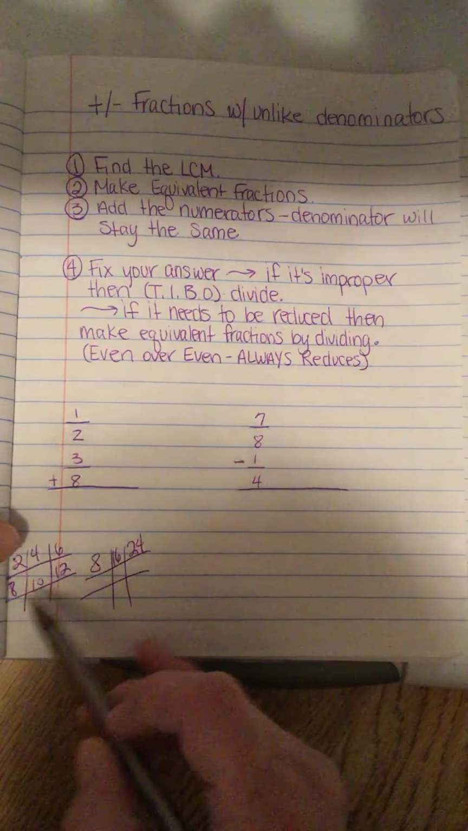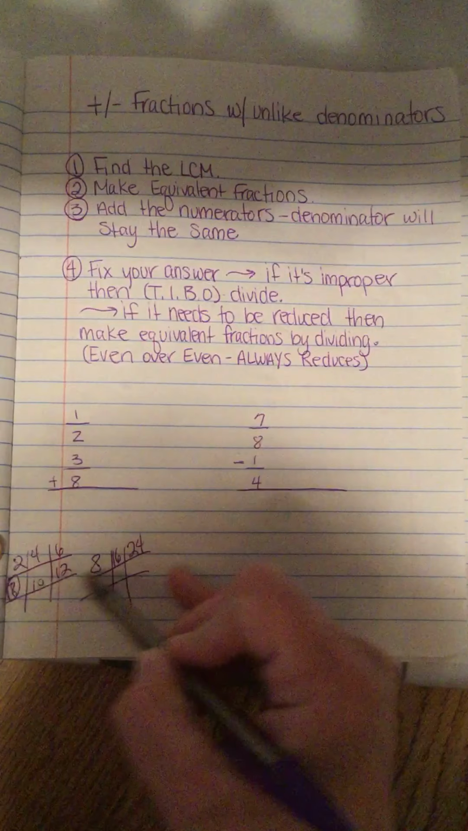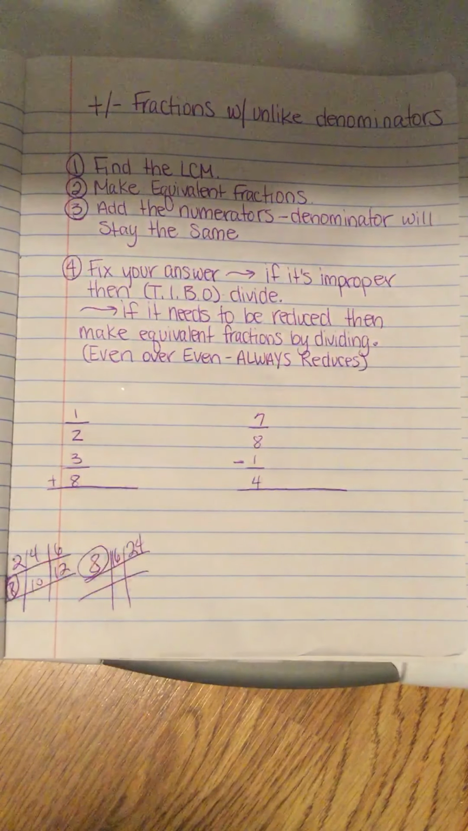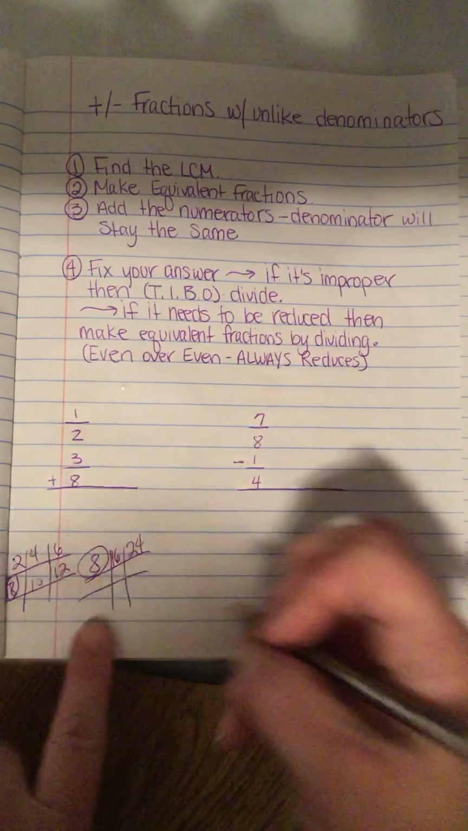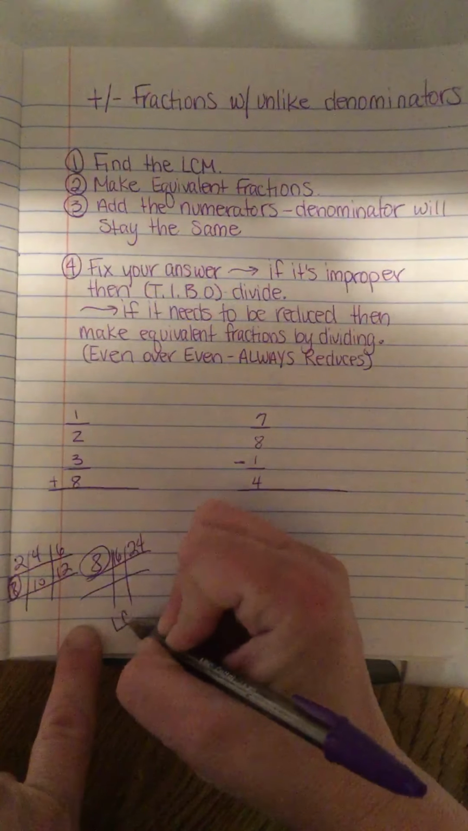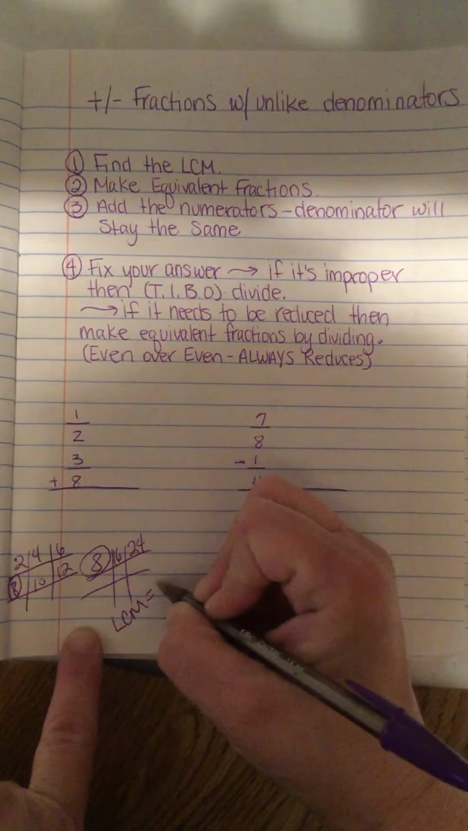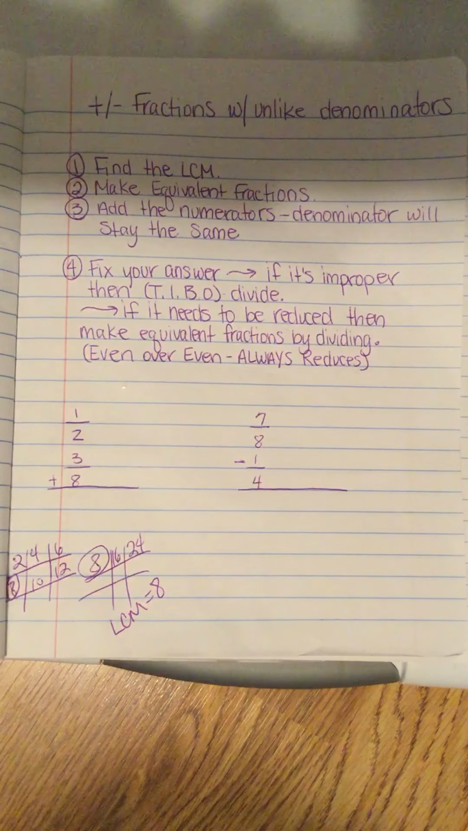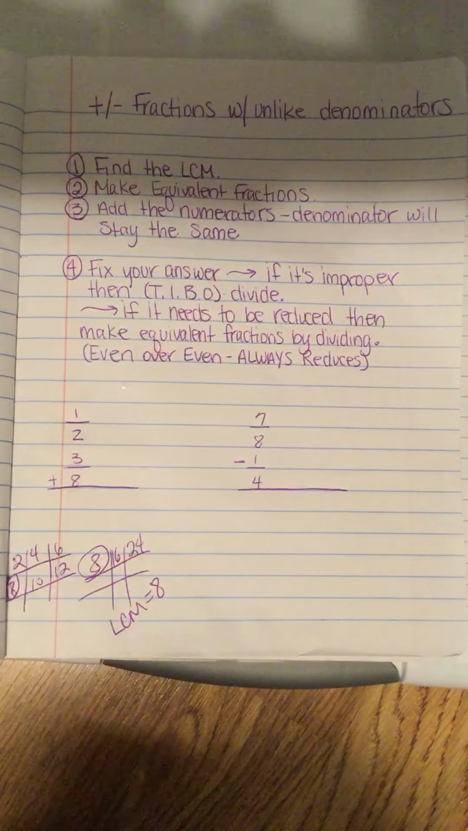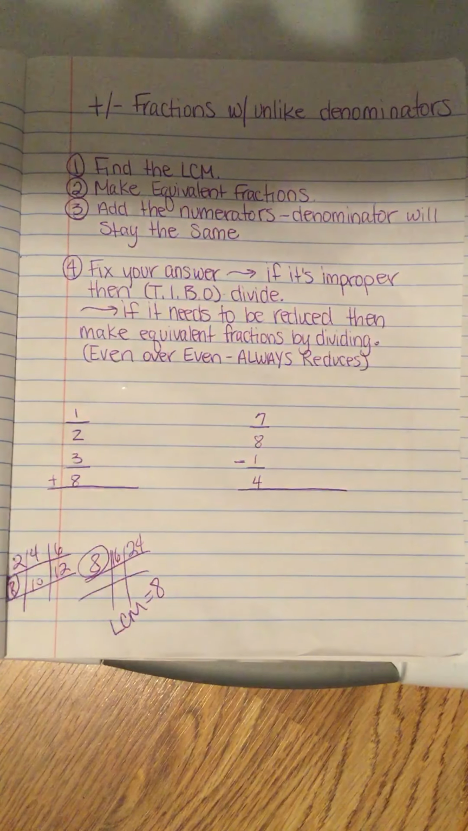Well, as I'm looking, they both have an 8 in common. So the smallest number they both have in common is the LCM. So that means the LCM for this pair of fractions is going to be 8. Okay, so that was step 1. We found the LCM, the least common multiple: the smallest number both denominators have in common.